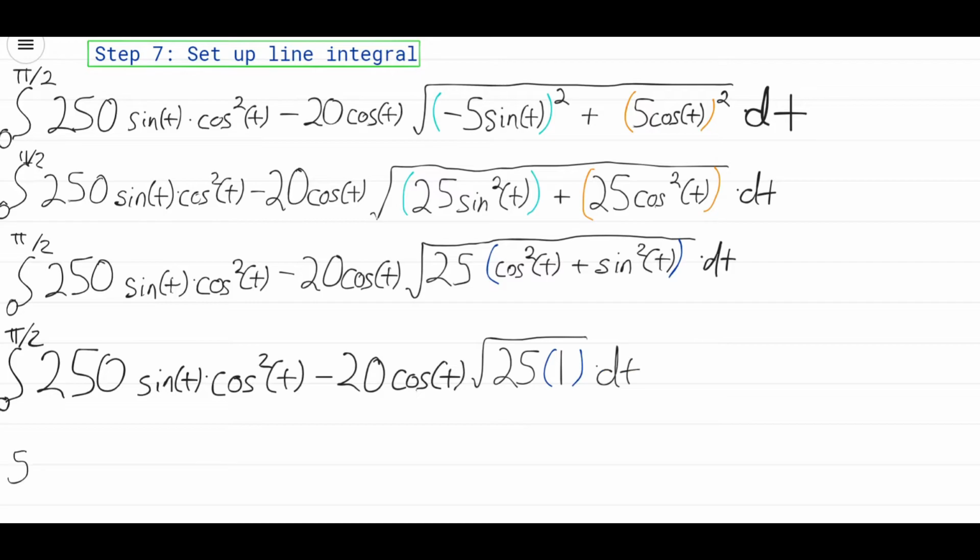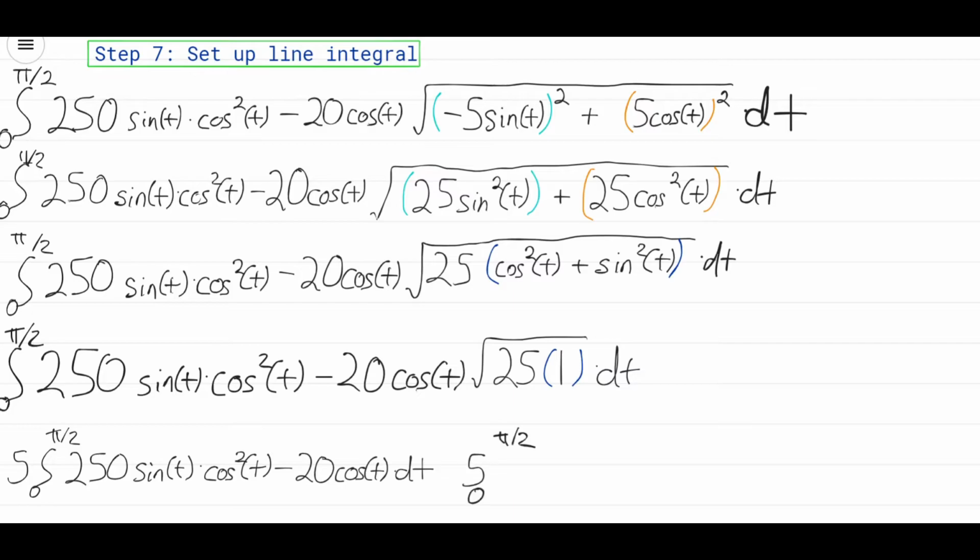So now what I'm doing is I'm going to pull out the square root of 25, which is 5, and I'm going to pull out the common factor, the least common multiple of 250 and 20, which is 10. So I'm pulling out the 5, the square root of 25, and we have 250 times sine t cosine squared t minus 20 cosine t times dt. And this is equal to 5 times 10, factoring out a 10, times sine t times 25 cosine squared t minus 2 cosine t dt.